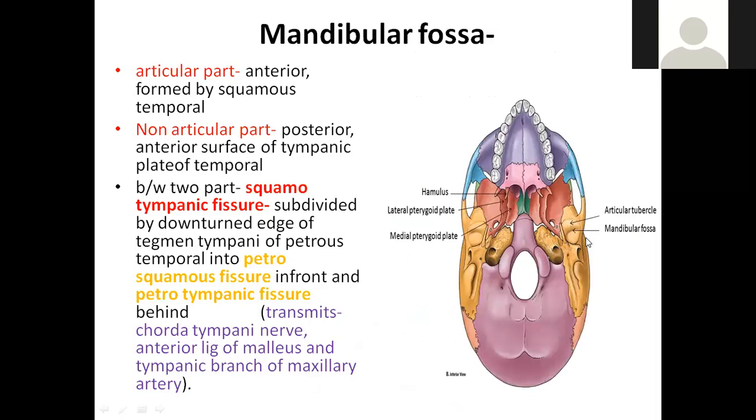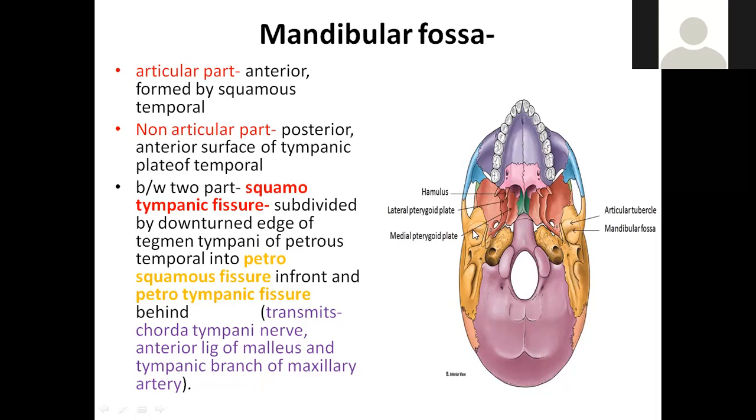It has an articular part and a non-articular part also. The articular part is placed anteriorly, which is formed by this bone. We know already this is the squamous part of the temporal bone. The non-articular part is posterior, which is formed by the tympanic plate of the temporal bone. Between these two, the articular and non-articular parts, there will be a fissure.